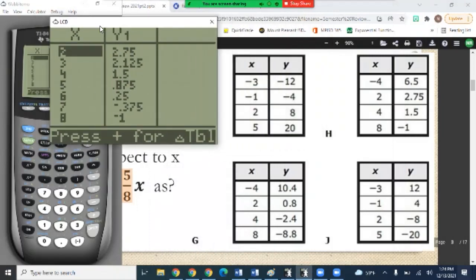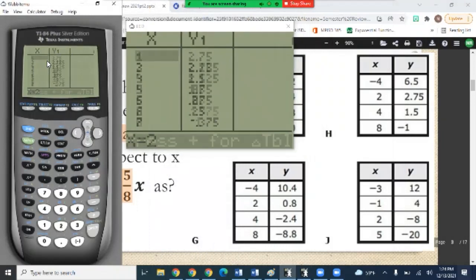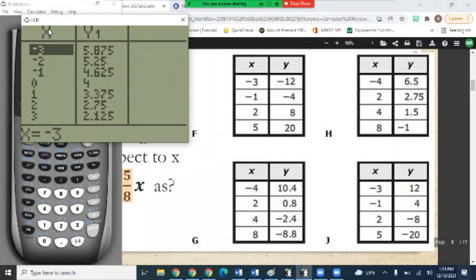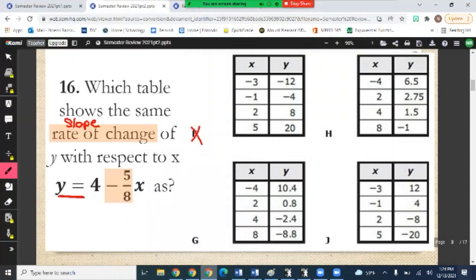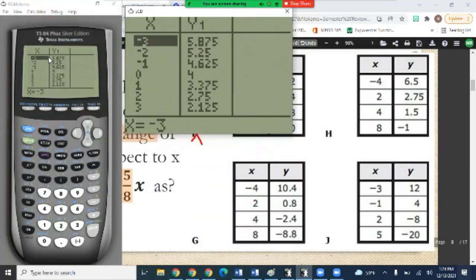So now in F, the very first table starts at -3. So if I go to find my -3, according to that equation, I'm supposed to get 5.8. So does F match my table? No. Let's go to G. G is telling us to look for the -4 first. So I'm going to go up to find that -4. And it gives me a 6.5. So does G match? Also does not match.